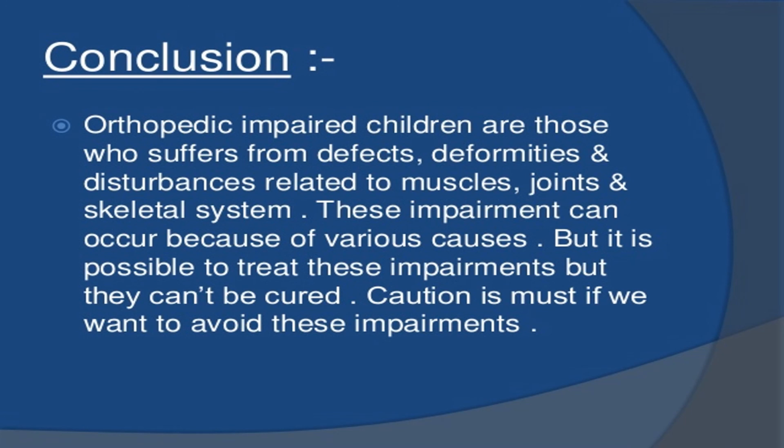We can conclude that orthopedic impaired children are those who suffer from defects, deformities, and disturbances related to muscles, joints, and the skeletal system. These impairments can occur because of various causes, and it is possible to treat these impairments, but they can't be cured. Caution is a must if we want to avoid this impairment.